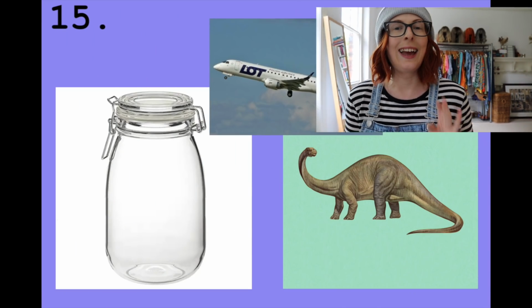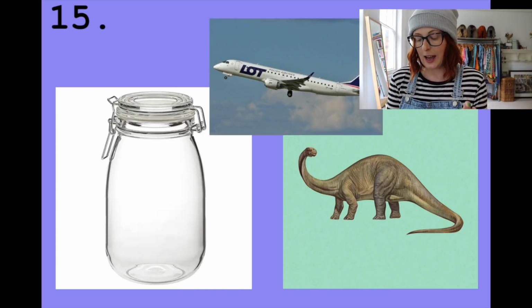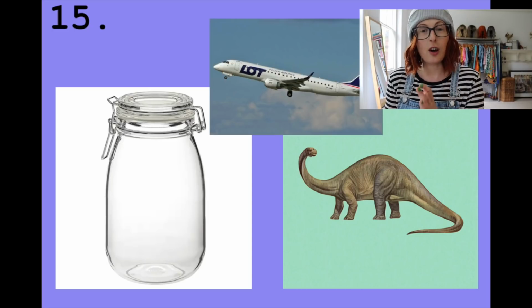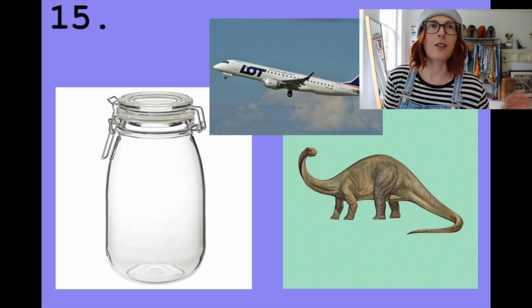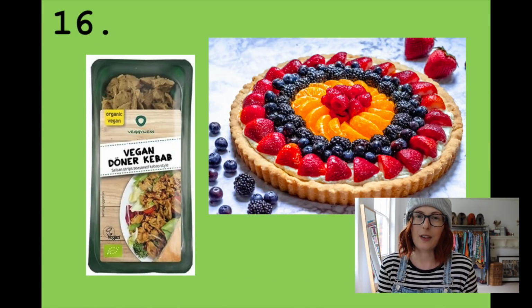Number 15 is one of my favorites again. So we have a jar, we have a plane, an aeroplane, and the brand of this plane is Lot. And then we have a brontosaurus. So this one is jar, Lot, not brontosaurus, but we just take the beginning. Bronte, Charlotte Bronte.